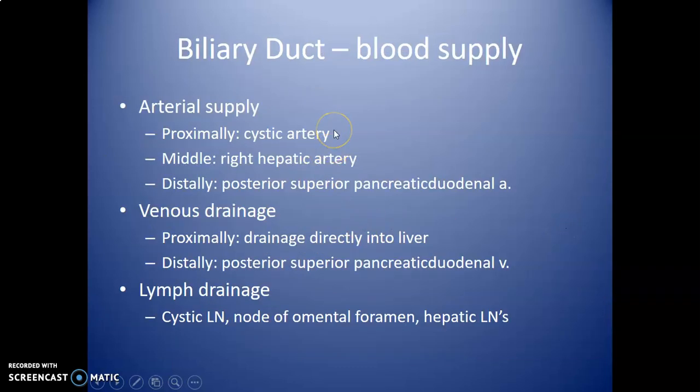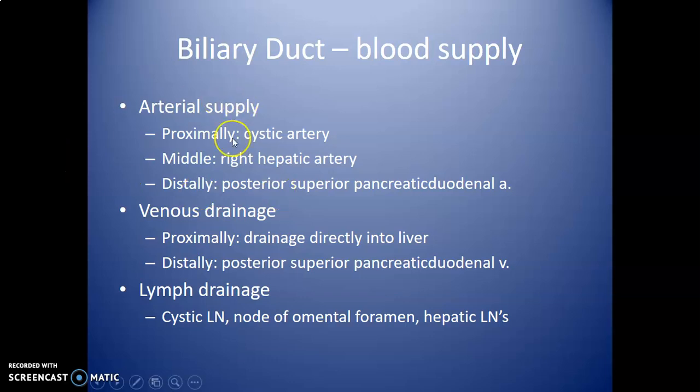What's the blood supply of the biliary duct? So on the arterial side, the proximal ducts are supplied by the cystic artery. Then the middle part of the common bile duct is supplied by the right hepatic artery. Distally, the common bile duct is supplied by the posterior superior pancreaticoduodenal arteries. Remember, the superior pancreaticoduodenal arteries come from the gastroduodenal artery, while the inferior pancreaticoduodenal come from the superior mesenteric artery.